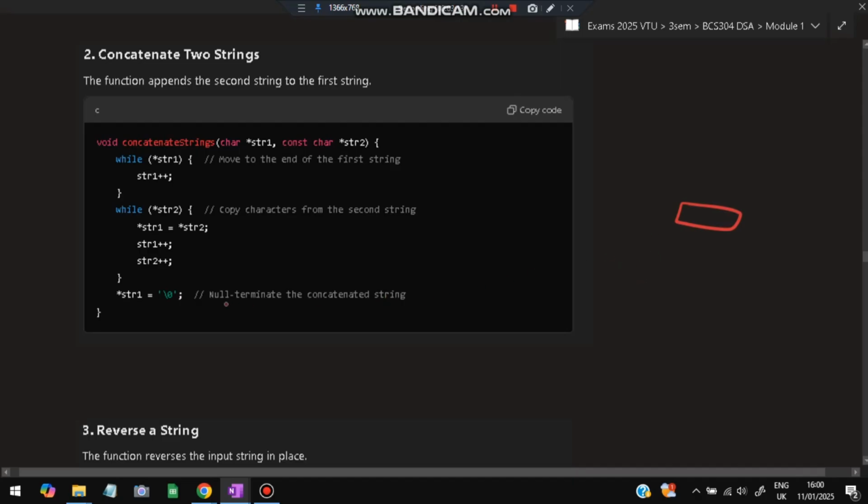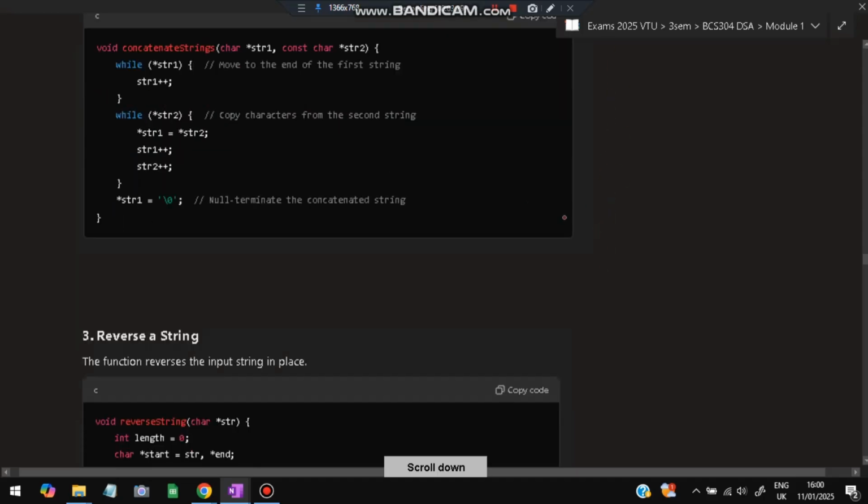Okay, and to terminate the concatenated string, all the strings end with this symbol. Okay, this is the null symbol. So after the concatenation has been done, two strings are present here. We will be adding this symbol here to denote that the string is ending. Okay, that is the function. This is the function you need to write for concatenation of two strings.